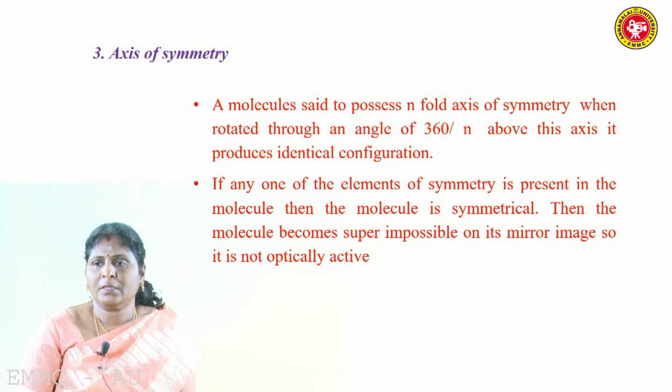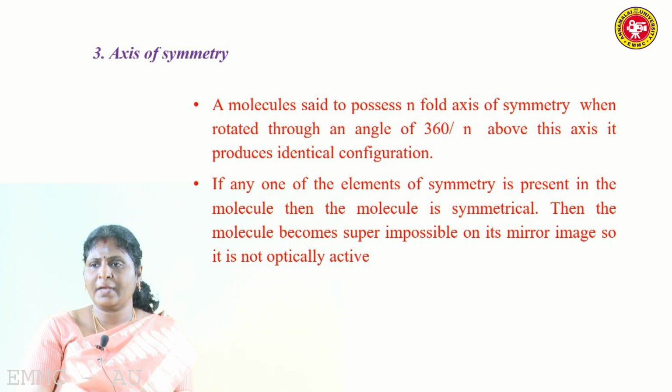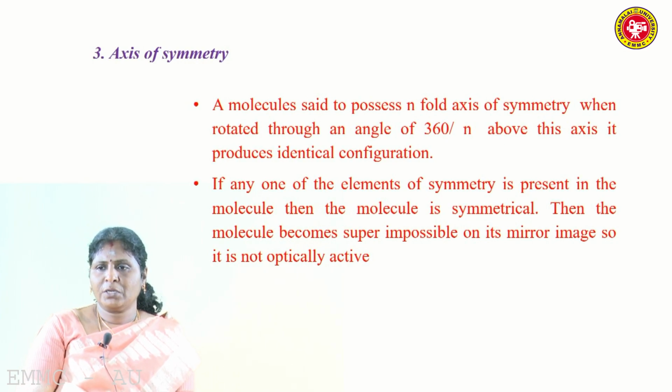Axis of symmetry. A molecule is said to possess an n-fold axis of symmetry when rotated through an angle of 360 by n, where n is the number of rotations the molecule has to take to attain the original configuration. So 360 by n about the axis produces an identical configuration. If any one of the elements of symmetry is present in the molecule, then the molecule is symmetrical. Then the molecule becomes superimposable on its mirror image, so it is not optically active.